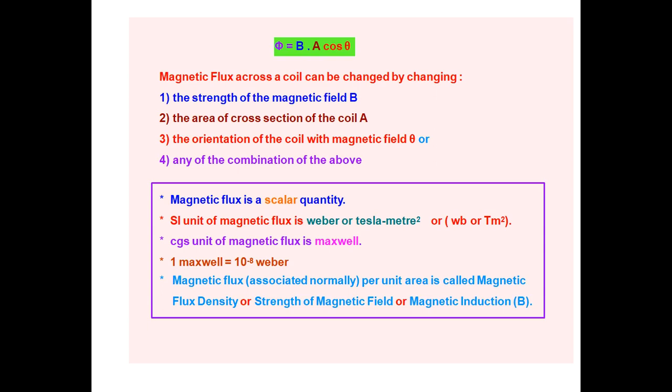And the magnetic flux associated normally per unit area is called the magnetic flux density, also known as the strength of the magnetic field, or magnetic induction. So, another definition: the magnetic flux per unit area is also known as the magnetic flux density, or the strength of the magnetic field, or magnetic induction.